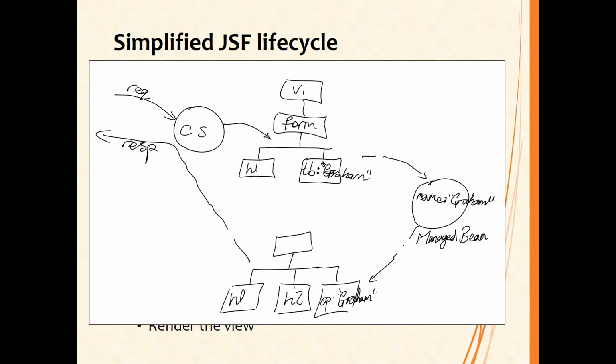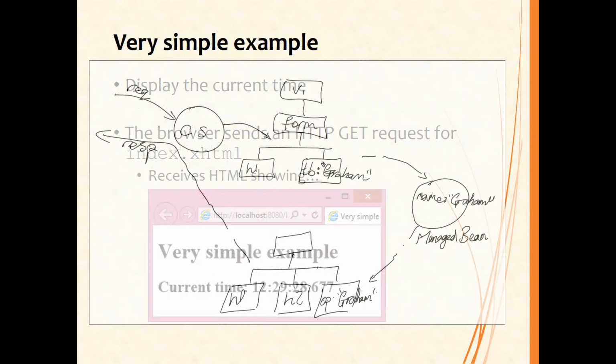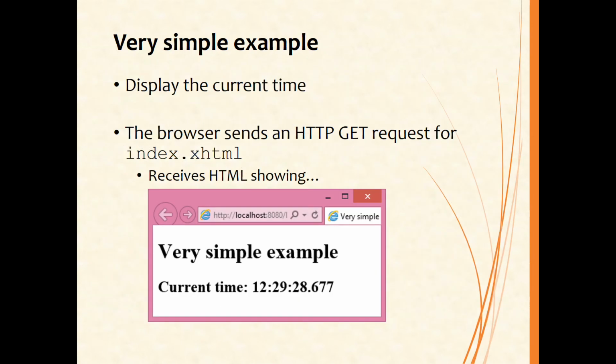Finally, the control servlet's job will be to take the values that are in this second component tree and output it as the response back to the web browser. And so that is a simplified view of the JSF lifecycle. So here's a very simple example. In fact, it's so simple it doesn't even have any input.